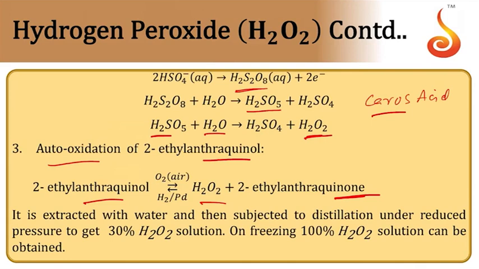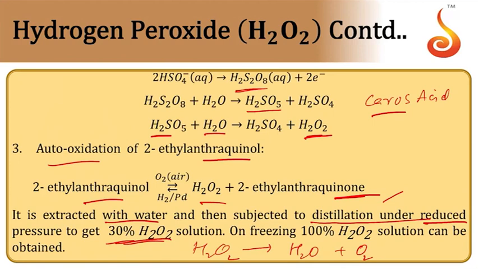Now H2O2 is extracted with water. It will be very dilute because water is present, and it is subjected to distillation under reduced pressure to get 30% H2O2. Because in normal distillation, H2O2 starts dissociating under normal conditions, giving H2O and oxygen gas. Therefore it is subjected to distillation under reduced pressure only, not under normal conditions. With that process you get 30% H2O2 solution.